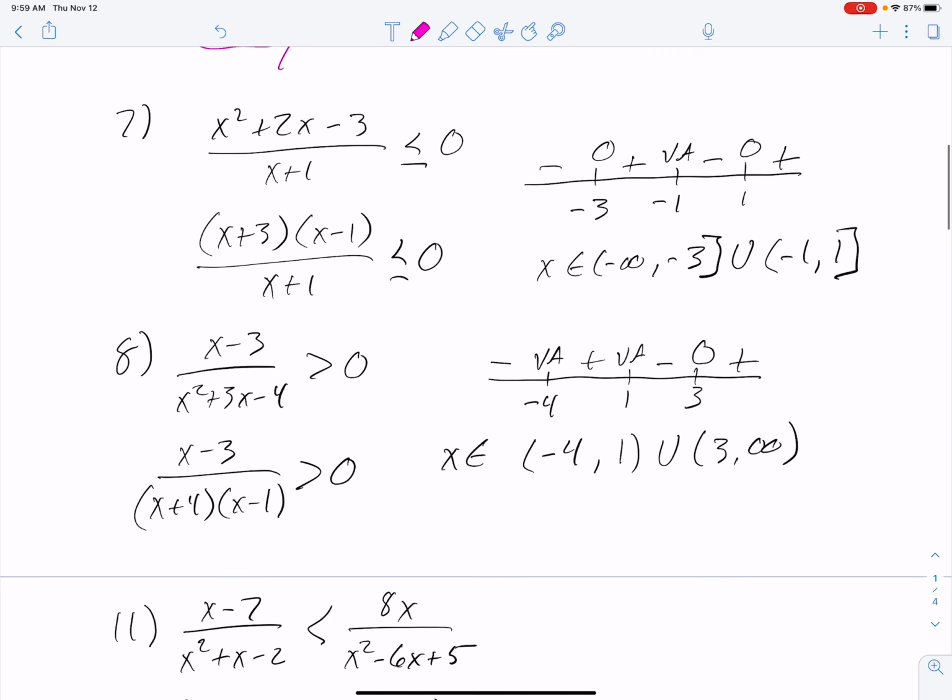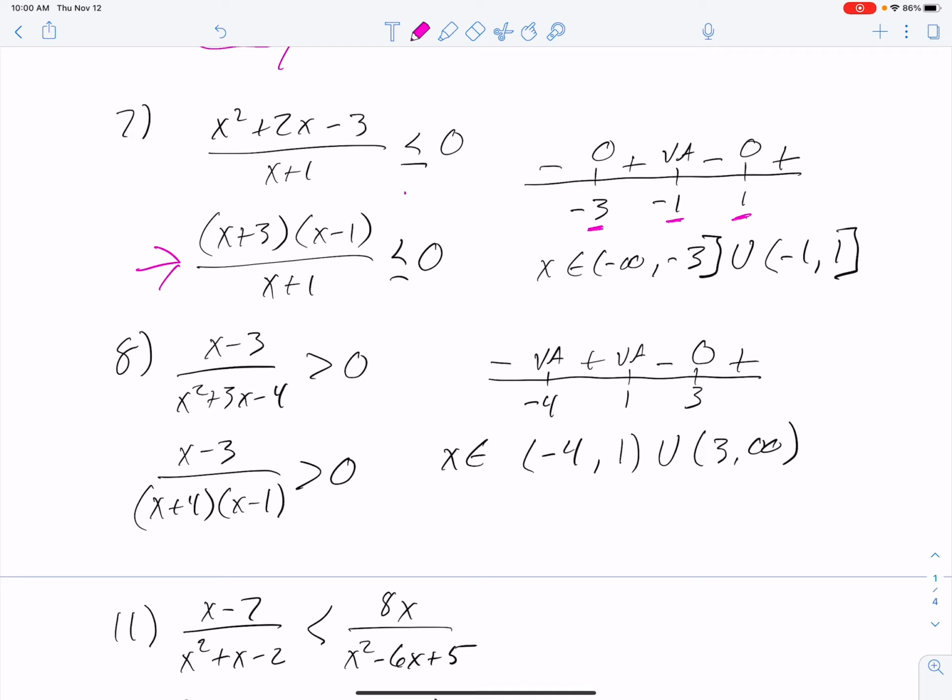All right, number 7. So I factored number 7 into x plus 3 and x minus 1. Nothing in the numerator overlaps with anything in the denominator, so I know I do not have any points of exclusion. I've got zeros at -3 and 1 because of my numerator x plus 3, x minus 1. A vertical asymptote at -1 because of my denominator x plus 1.